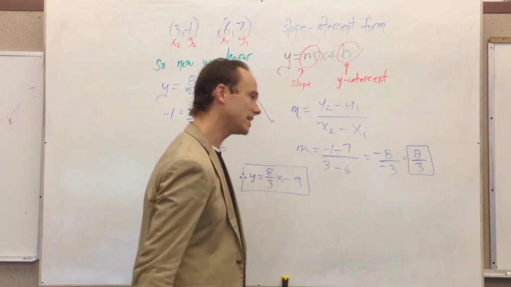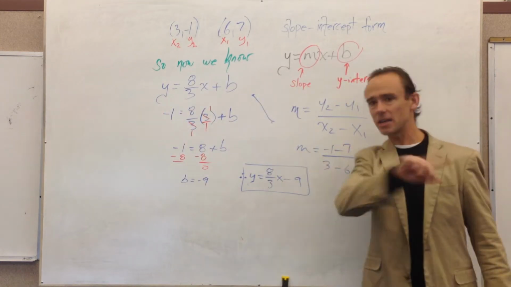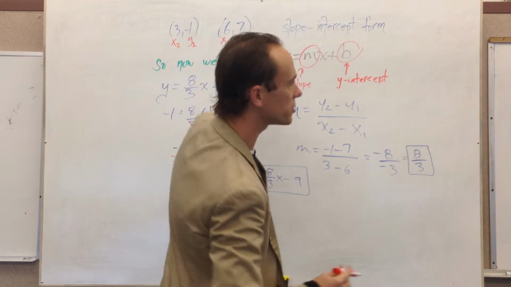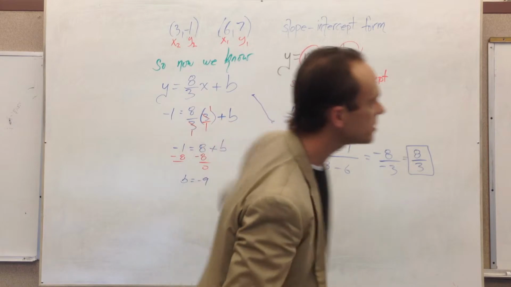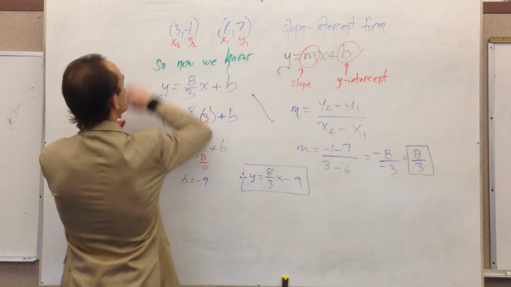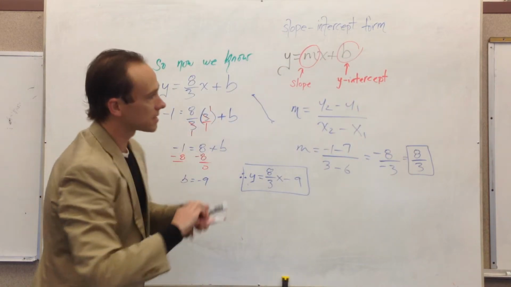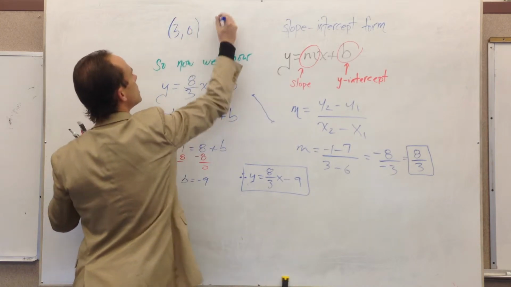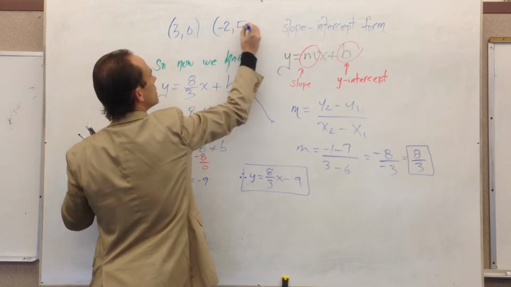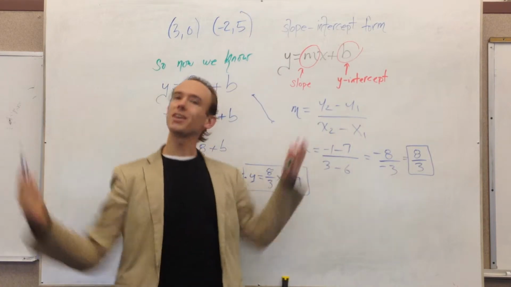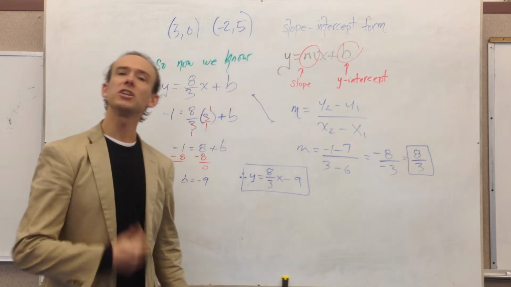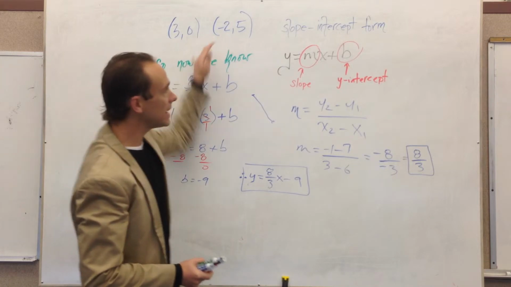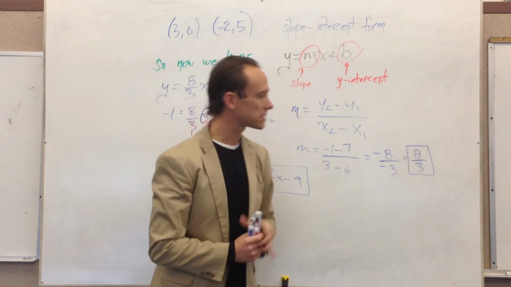So I'm going to give you one now. Let me give you it here. I got a couple picked out special for you. We're going to go 3, 0, and -2, 5. All right, so the next one is going to be 3, 0, and -2, 5. The instructions are the exact same. Write the equation of a line that goes through these 2 points. And I want it in this form, y equals mx plus b.